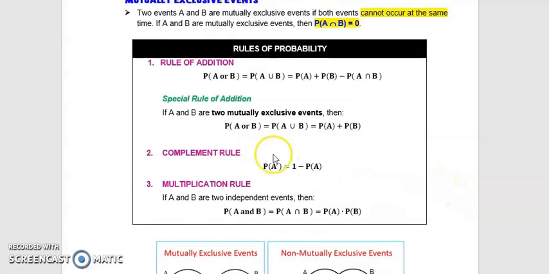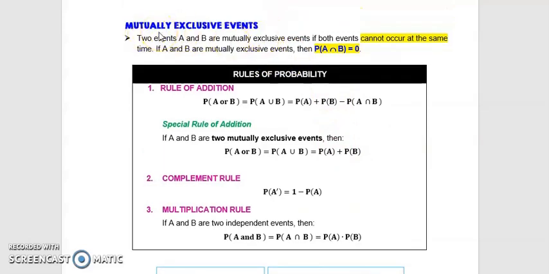Now look at the special rule of addition. If A and B are two mutually exclusive events, then from this rule of addition, probability of A or B, which is probability of A union B, will be equivalent to probability of A plus probability of B only. Why? We know that just now, if the events are mutually exclusive, the intersection will be equal to 0. So from the first rule, when you substitute probability of A intersect B equal to 0, it is just left with probability of A plus probability of B.